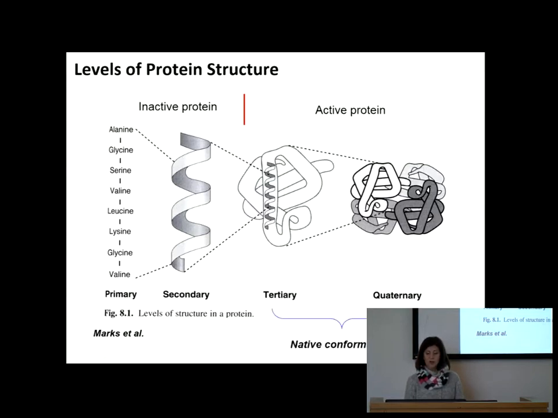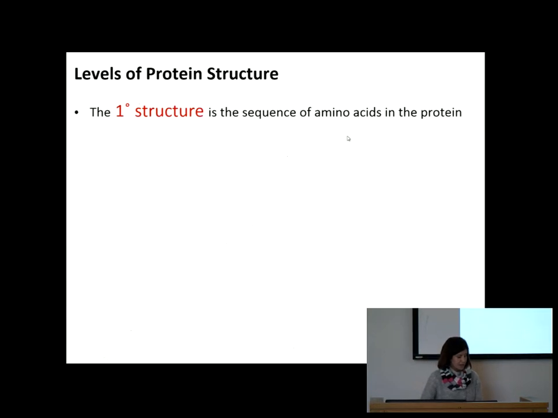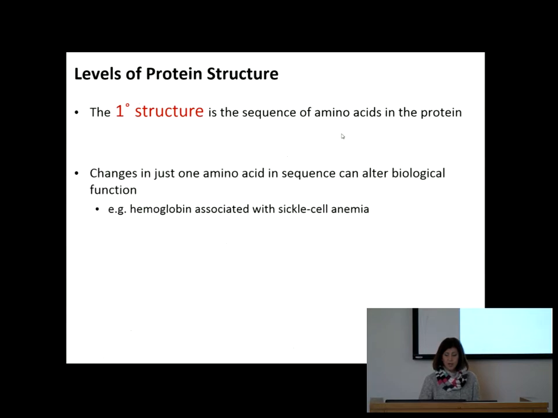So these are our native conformation. Anytime we have an active protein, we call it native. All right, so let's spend time on each. Again, that primary structure is the sequence of amino acids. And it's very important to have this correct. All right? If we have a mutation, it can be pretty bad.